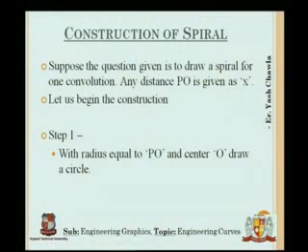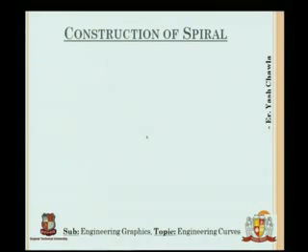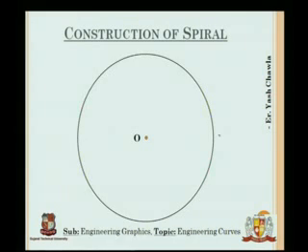There are very simple steps of drawing a spiral. So let's see what happens. We take a distance PO given as x. What we are going to do is draw a spiral. Let us begin the construction by first taking O as the center and PO, that is equal to x, as the radius, and drawing a circle.